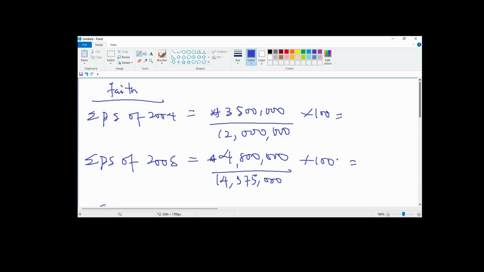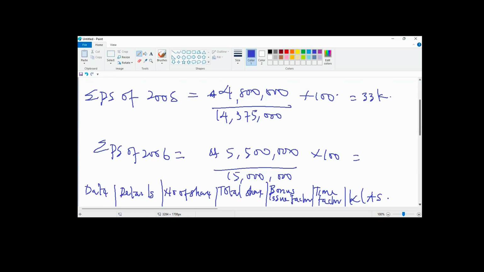We are 3.5 divided by 12 million. 33 kobo for 2005. For 2004, 29 kobo. For 2006, 37 kobo. That is all. You cannot do assignment. Let's go to the combined.